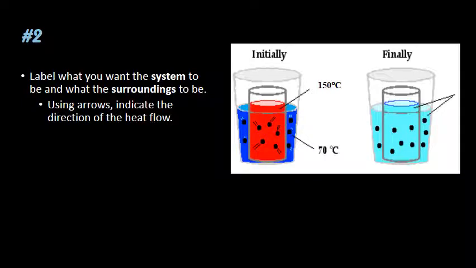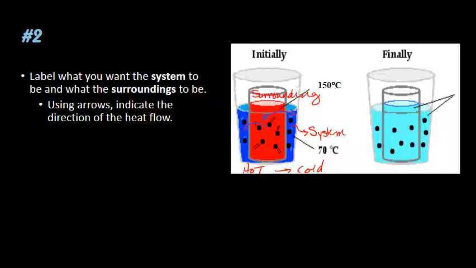The other way you could have done this is labeled this blue water as the system and the inside water as the surroundings. That would have been fine. You just have to indicate which is which. The direction of your heat flow is still going to go from hot to cold, always. So for this particular problem, your direction of heat flow is still going to be from the hot stuff into the cold stuff.